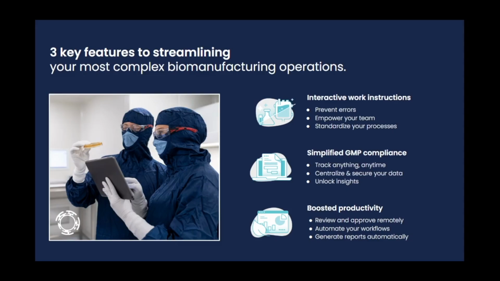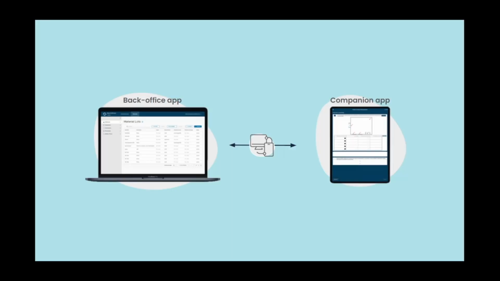There are three groups of benefits to using MyCellHub: preventing errors, simplifying regulatory compliance, and boosting productivity. The platform consists of two applications working and syncing in real time. The back office app, which I'm about to log into now, helps you manage resources and records, plan and assign workflows, review and approve processes, and generate reports. The companion app, which we'll demo in a few minutes from now, is mostly used in cleanrooms and provides your teams with interactive work instructions while collecting data in the background.